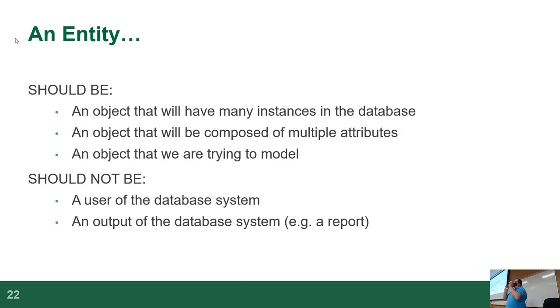But what you shouldn't be modeling is a specific user of the system. So when we model the data, we're not going to create a Dan model. We'll create a professor model. Because we're not going to specifically model one person. We're going to model a generic concept of a user instead.